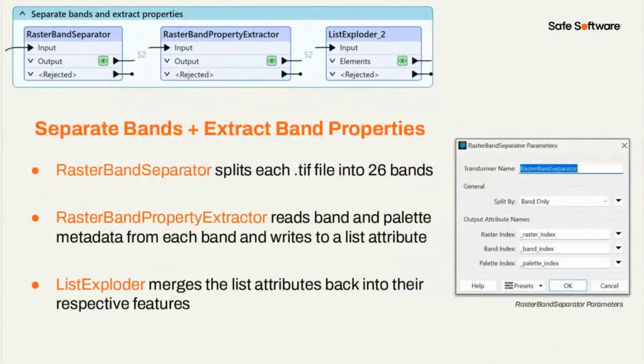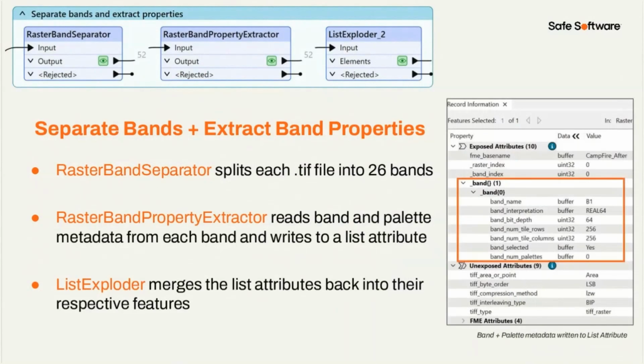In our next section, we're going to use the raster band separator transformer to split each image into its 26 constituent bands. And we're going to create attributes for raster index, band index, and palette index to keep our data organized down the line. Next, in the raster property band extractor, we extract band and palette properties for each band into a list feature, which can be viewed under record information on the right here.